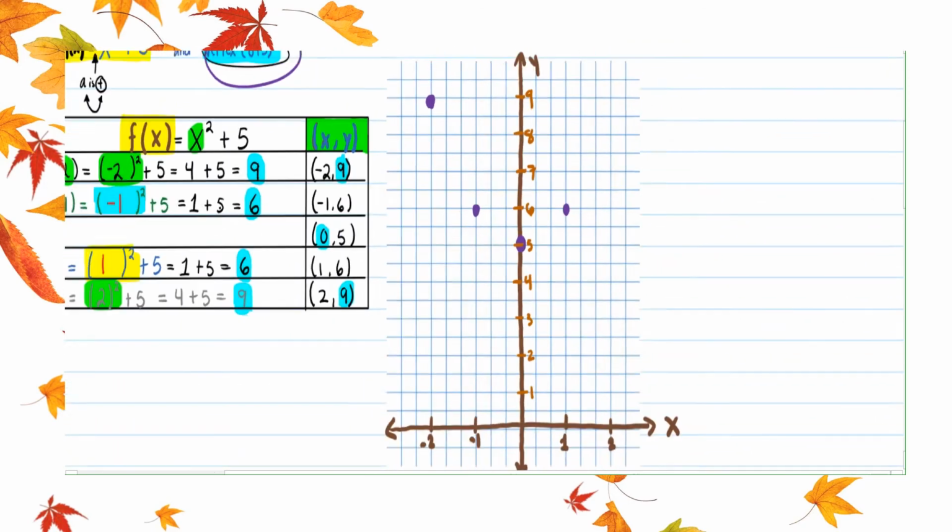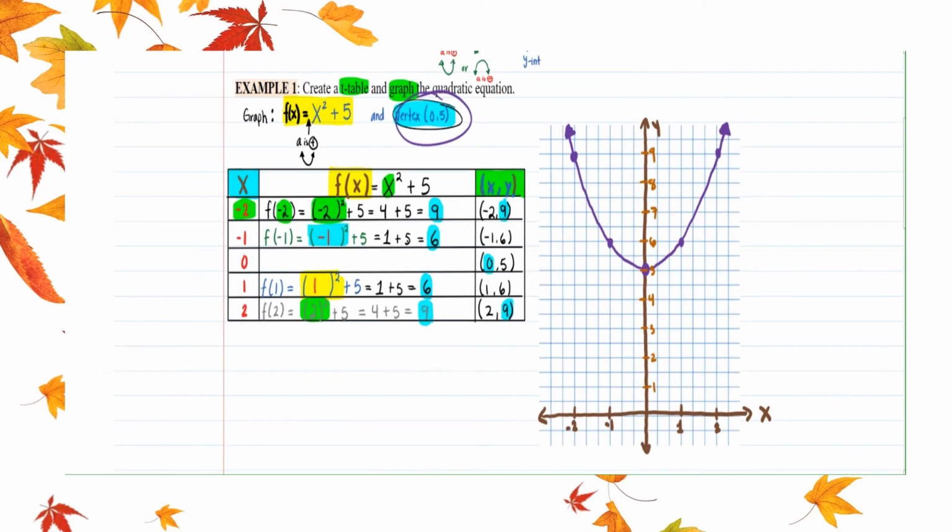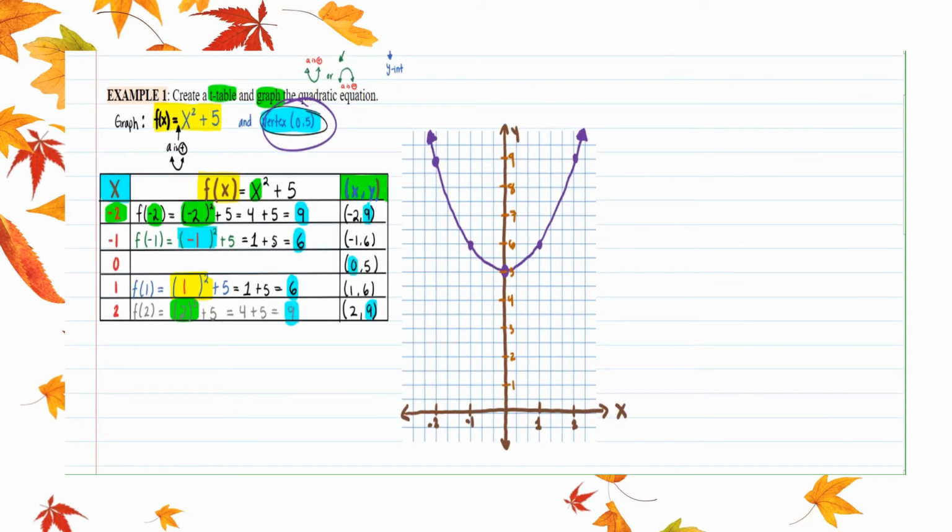So remember what I said, our parabola looks like a U. So we're going to connect these points with a curve so that it looks like a U rather than a V. Because if you just connect them straight from one point to another, it's going to look like a V. And that's a different type of graph. That's for absolute value functions.